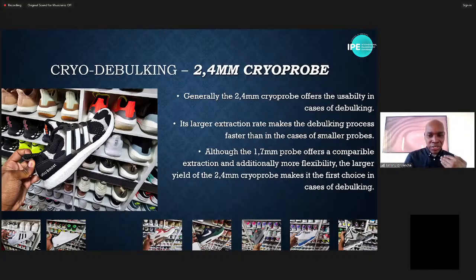So you don't have to really have the tedious going back 7, 8, 9 times to debulk the tumor. Although you could use a 1.7, it's comparable. The 2.4 offers way more tissue debulking, especially in the central tumors. When you're going further down in the periphery, then I would prefer the 1.7.